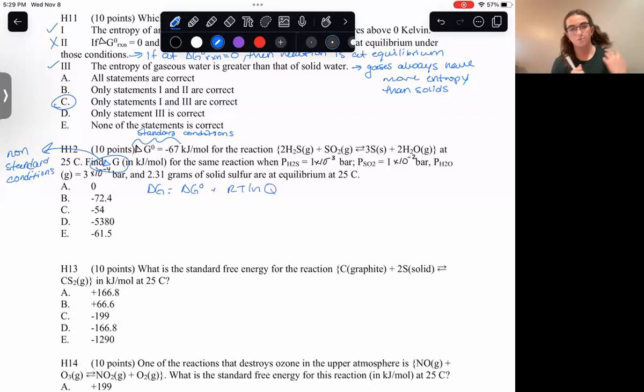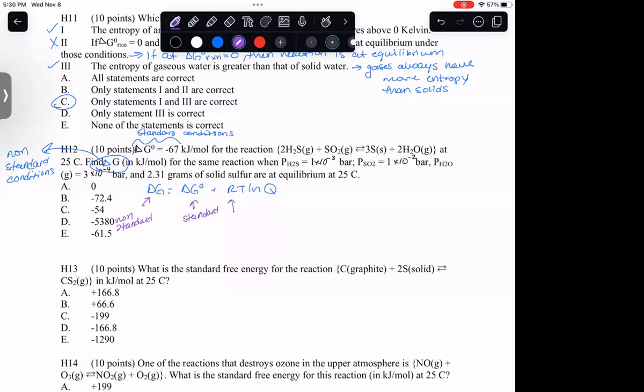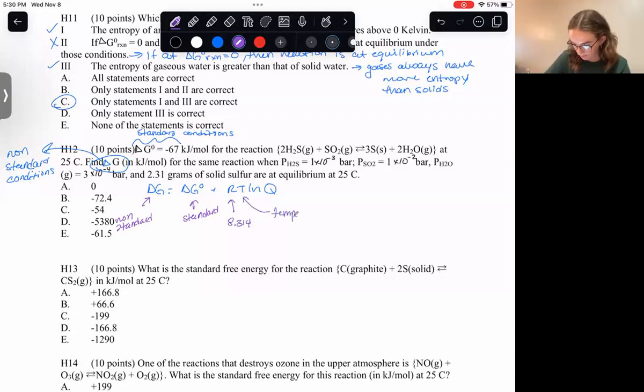Awesome. Okay. So in this equation here, we have delta G non-standard. We have delta G standard. We have R, which is our universal gas constant. What R value do we use for this equation? 8.314. Yep. T is temperature. And Q is going to be the reaction quotient.